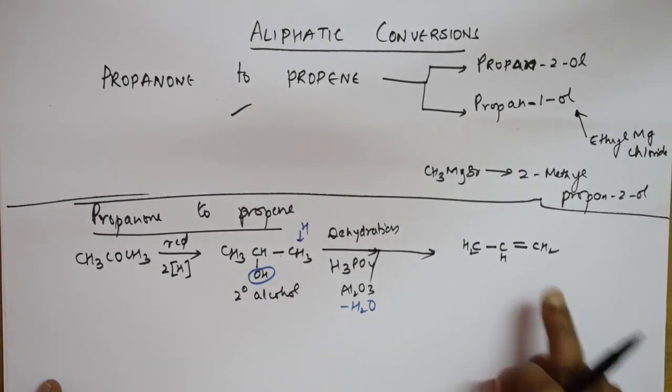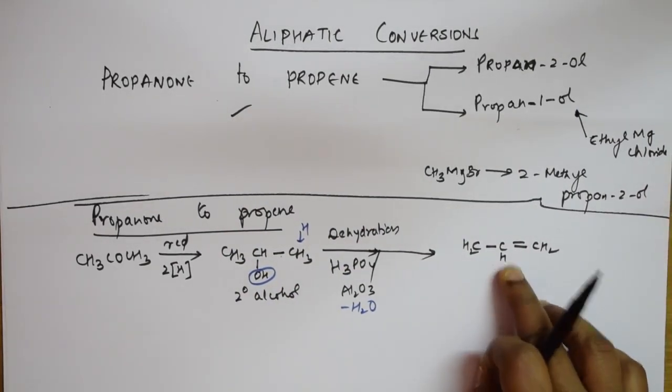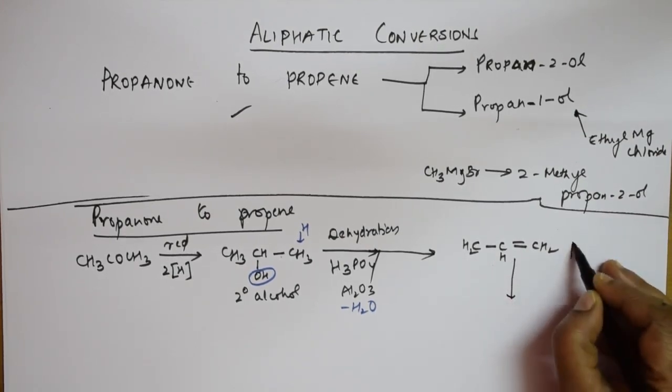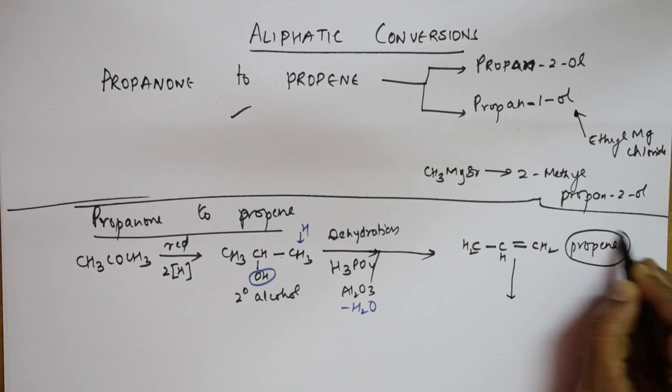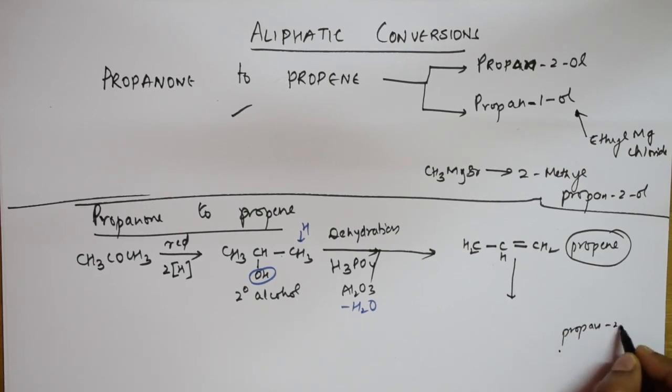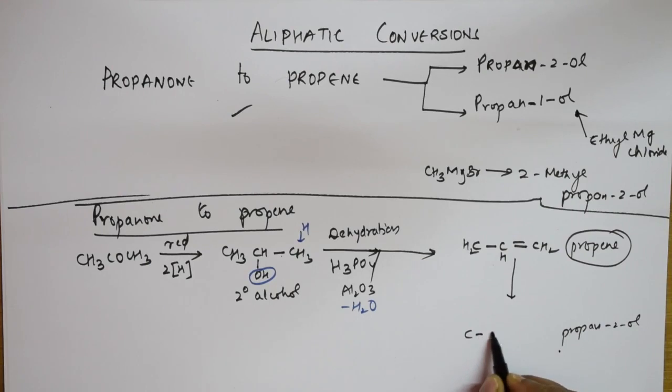Now propene to propan-2-ol, they said. Propene is this one. So what is the propan-2-ol formula? Let me write that. Propan-2-ol, 1, 2, 3: this is the first carbon, this is the second carbon with oxygen. So propan-2-ol is CH3, CH(OH), CH3. Now 1, 2, 3, 4.